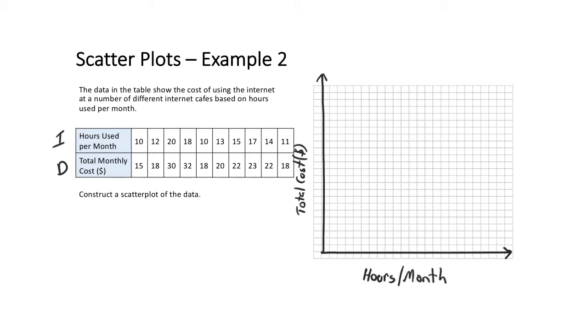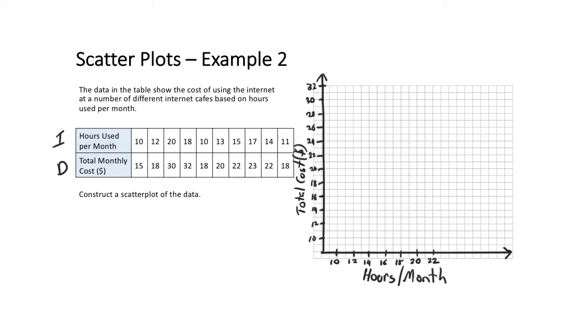After labeling my axes, I can go ahead and add in my numbers, and those numbers need to be evenly spaced and going up in consistent amounts along the x and the y axes. Looking at hours used per month, it ranges from 10 to 20. So I can start at 10 and go up in groups of 2. And then my monthly cost goes from 15 through to 30. So I'm going to start at 14 and go up in twos as well. So I can go ahead now and add in my numbers onto my x and y axes.